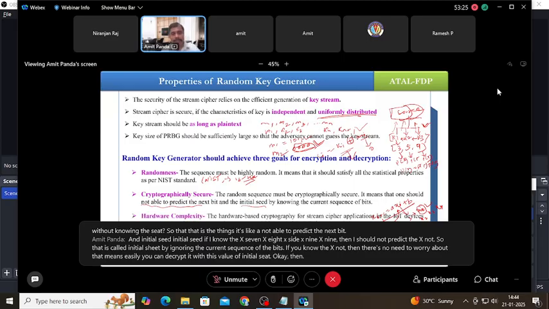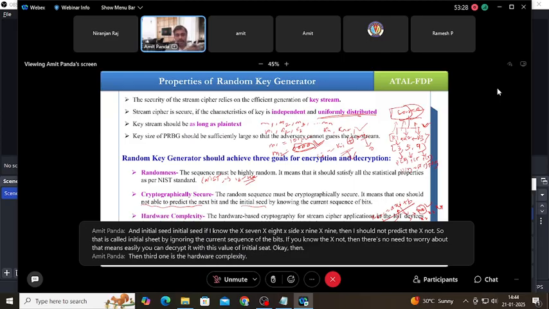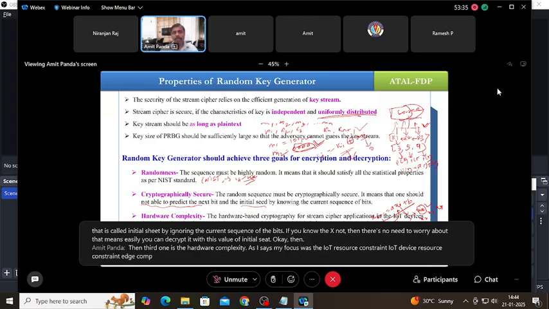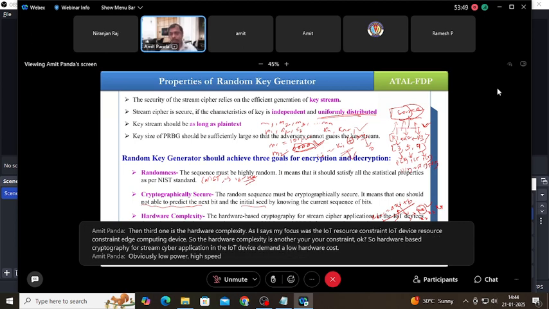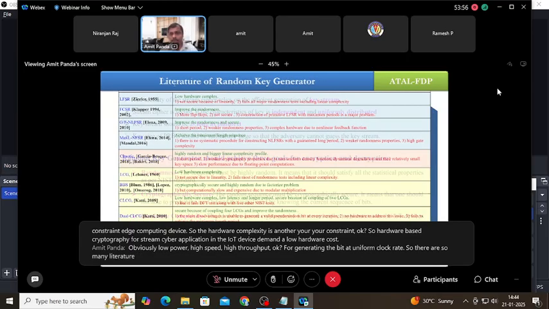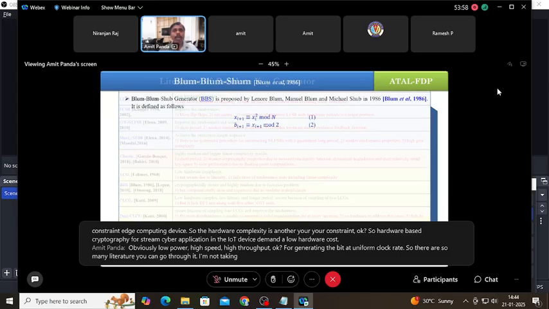Okay, then the third one is hardware complexity. As I said, my focus was on IoT, resource constrained IoT devices, resource constrained edge computing devices. So hardware complexity is another constraint. Hardware based cryptography for stream cipher applications in IoT devices demands low hardware cost, low power, high speed, high throughput, for generating the pseudo random bits at a uniform clock rate. There is so much literature you can go through. I'm not taking much time on the brief literature.